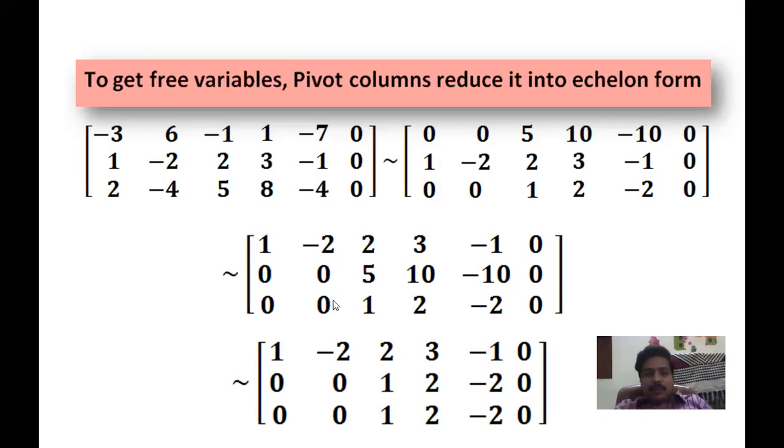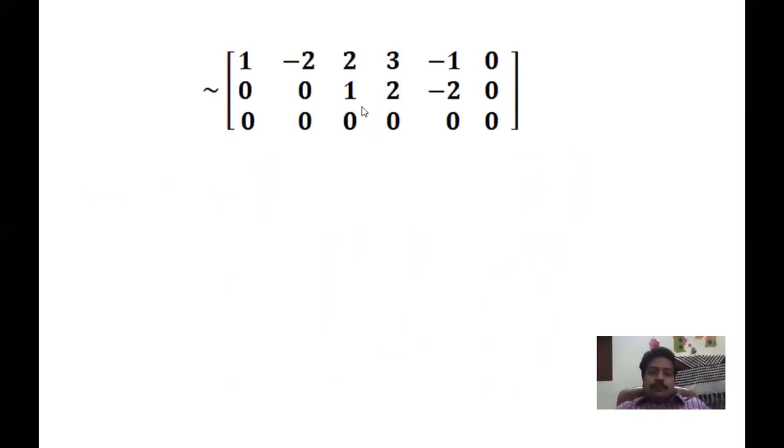First row is the same and third row is the same. Second row is divided by 5. So I will get 1, 2, minus 2, 0. Now you can observe that third row and second row are equal. Both are equal. So for the third row, I can get it by reducing it from the second row. That is R3 goes to R3 minus R2. It will give this matrix. In the third row, all the entries are zeros. So we can observe that now it is in echelon form.